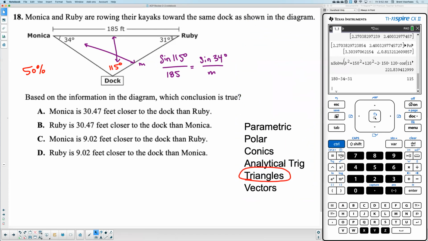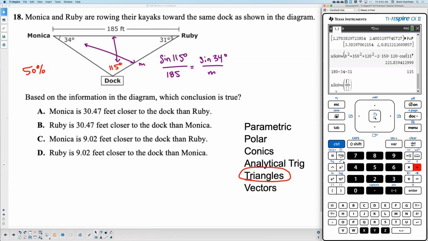Okay, so let's go and solve this. Menu 3-1. So we have sine of 115 degrees. Don't forget the degree symbol. 115 degrees over 185 will equal sine of 34 degrees. Again, do not forget the degrees because we're in radians. You put that symbol there. Over Monica.